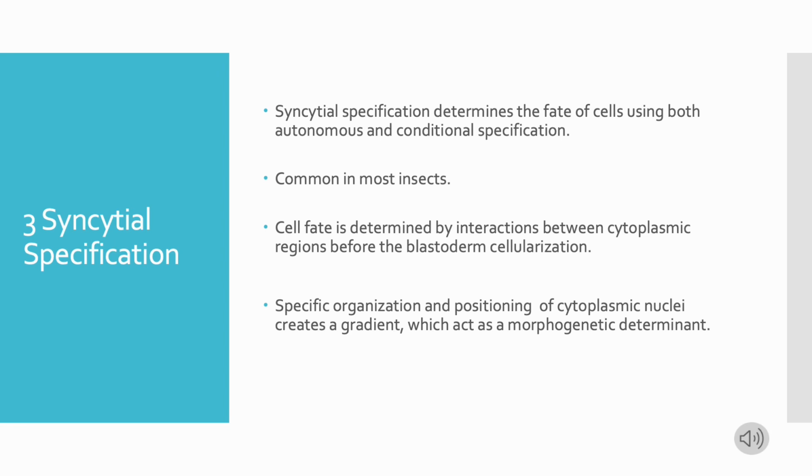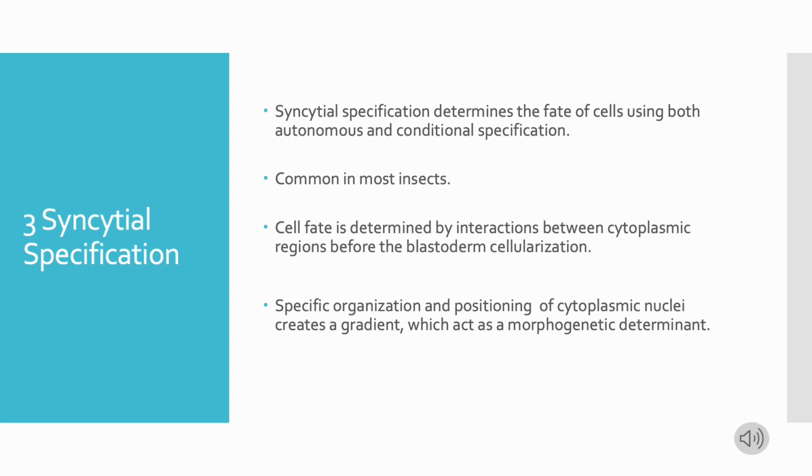Syncytial specification is the last of the three and it shares components of both autonomous and conditional specification. It can be considered a hybrid of the two, however, cell cleavage is variable, so there are no rigid cell fates for any of the particular nuclei. The fate of the cells is determined based on their positioning amongst the cytoplasmic nuclei, which develops a gradient. This gradient acts as a morphogenetic determinant.